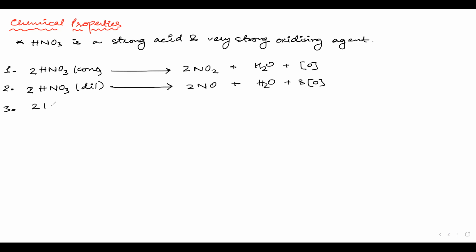Third is same kind of, I guess, HNO3. Yeah, HNO3 dilute will give you N2O plus H2O plus 4 oxygen. Okay, so you have to remember these two, and these two. See that sometimes it is giving NO2, sometimes it is giving NO, and sometimes it is giving N2O. So we have to know when it will give NO2, when it will give NO, and when it will give N2O. Okay, so most importantly, you have to remember that when in concentrated, it will always give NO2. Okay, but in dilute, there are two cases, N2O and NO.